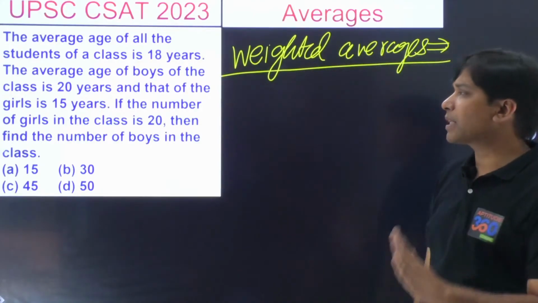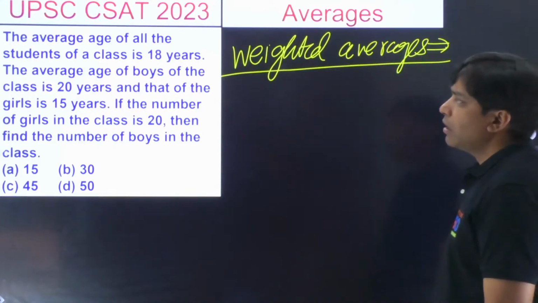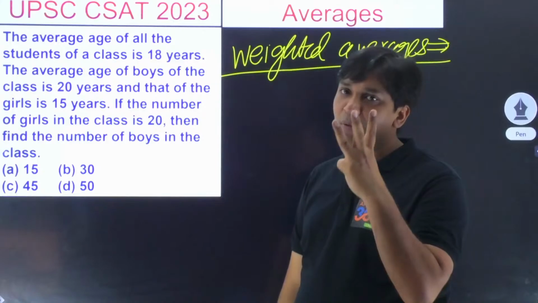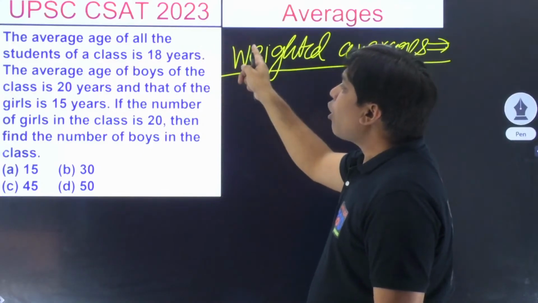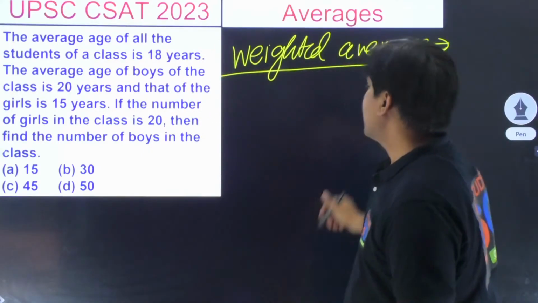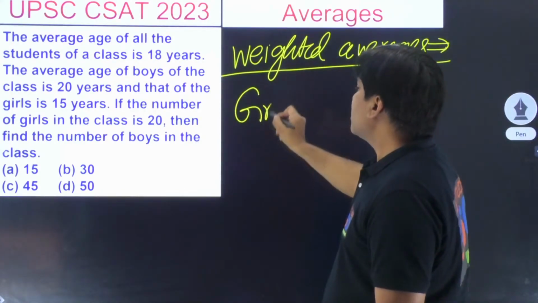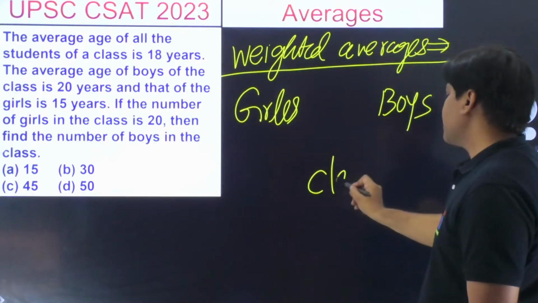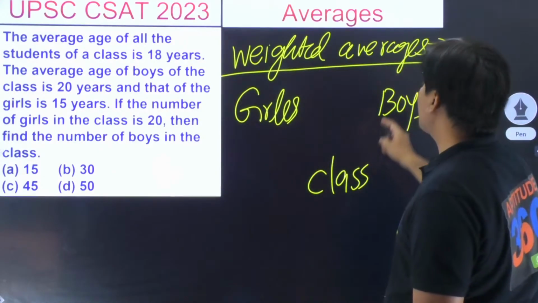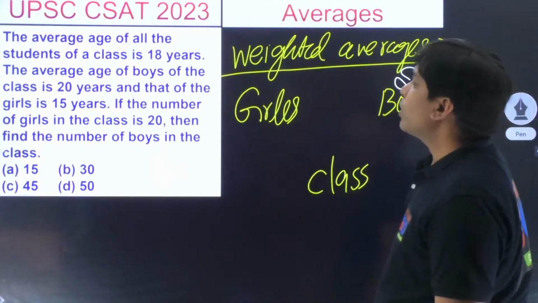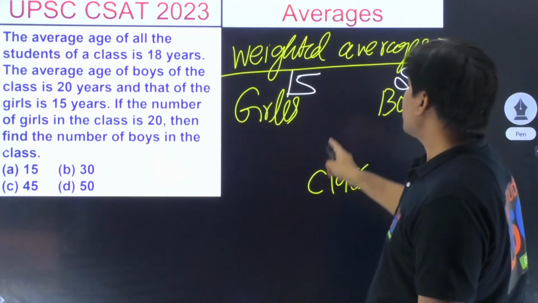Now एक बारी problem हम इसको पढ़ते हैं. This says that the average age of all the students of a class is 18 years. देखो पूरे के पूरे क्लास का एक एवरेज देकर रखा हुआ, because they will be talking about three things: first variety, second variety and the mixture. The average of boys, so you have got average of boys and then average of girls and then average of the class. Class is consisting of boys and girls. And what is the average of boys? It is 20 years. What is the average of girls? It is 15 years.